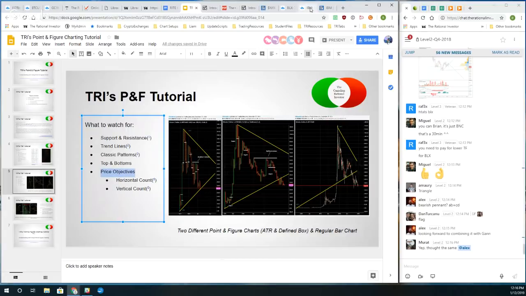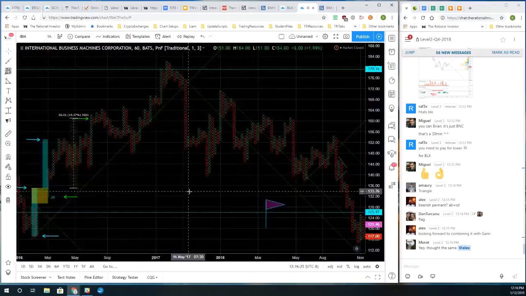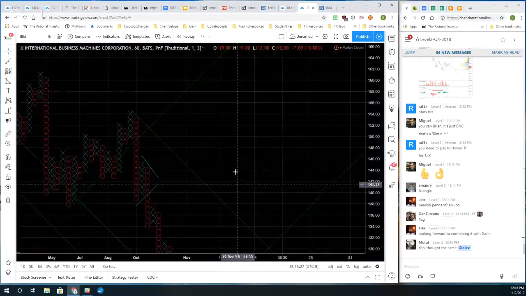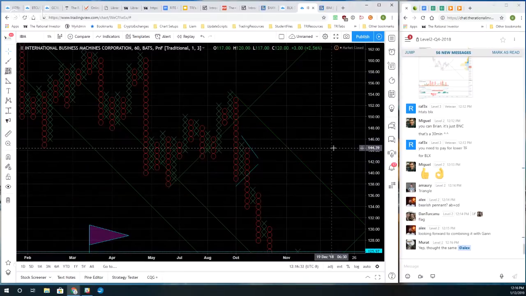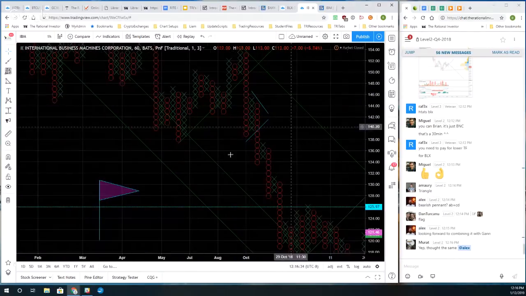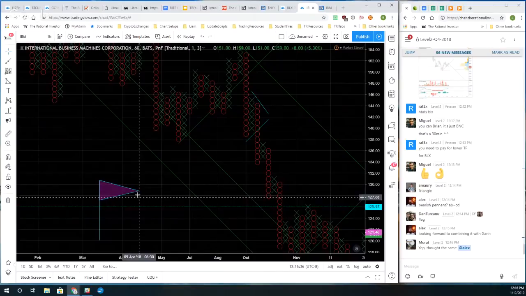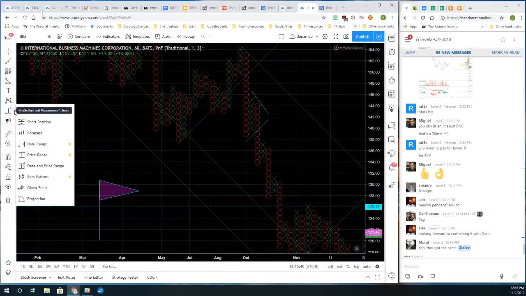Now I want to talk to you guys a little bit about price objectives, and that's sort of where I was going with this. Hopefully everybody looks at this and goes, gee whiz, that looks like an inverted flagpole. And what's the rule of the flagpole? The rule of the flagpole, and also you can use AB equals CD harmonic patterns.